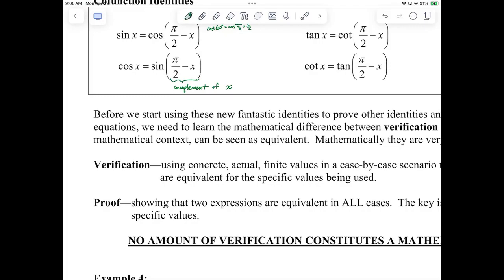Outside of a math class, some people might use them interchangeably, right? If you verify that it's raining outside, you go outside and you get wet from the sky, and you're like, yep, I verified it's raining. But is that the same as proving that it's raining? Well, maybe in the real world it's the same thing, right? But in math class, no.